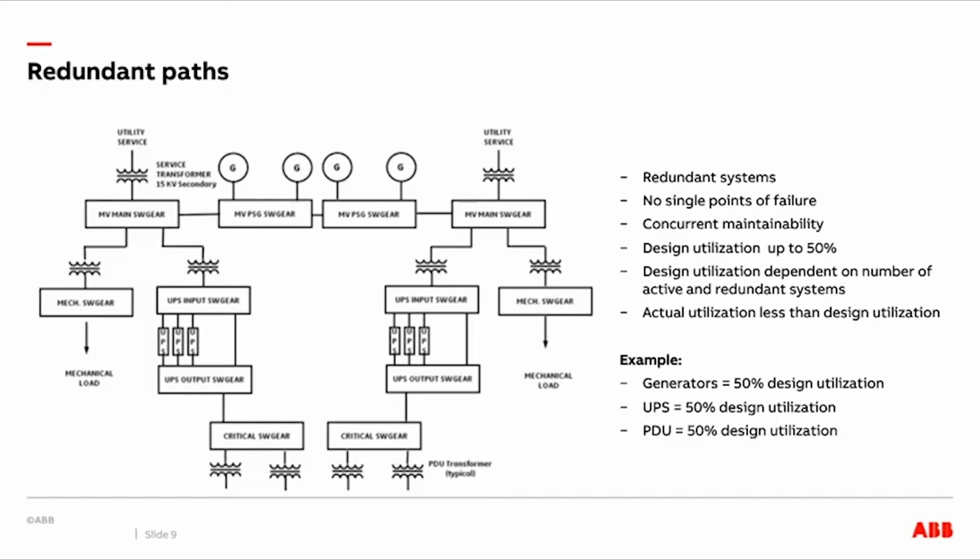Concurrent maintainability is achieved because one system can supply the entire load while the other system's being maintained. For example, I could take out the UPS output gear on system B and therefore drop any possibility of system B supplying critical load, but system A could then assume all of the critical load for the system.